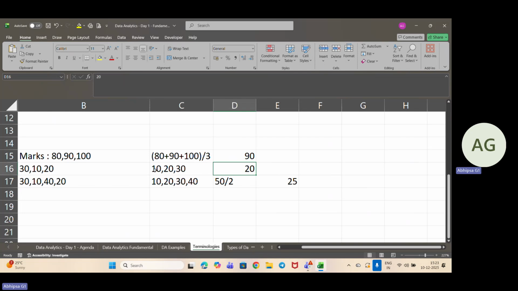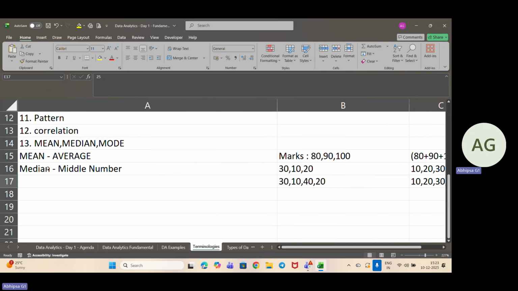So this would be the median when we have three different values, that is 10, 20, 30, and this would be the median when we have four different values, that is 10, 20, 30, and 40. Okay, so this is all about the mean and median. Now coming down to mode. Mode is the most repeated number.